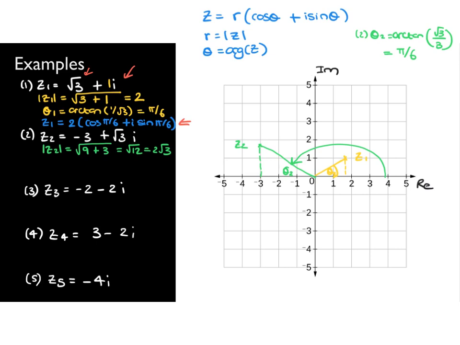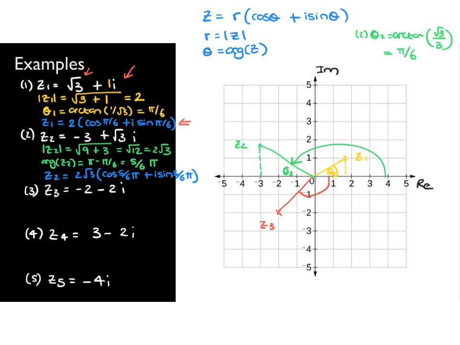So the obtuse angle, or the argument of z2 is equal to pi minus pi by 6, which is 5/6 pi. So z2 is equal to 2 root 3 bracket cos 5/6 pi plus i sine 5/6 pi. Now, what about z3? z3 is equal to negative 2 minus 2i. It's down here.